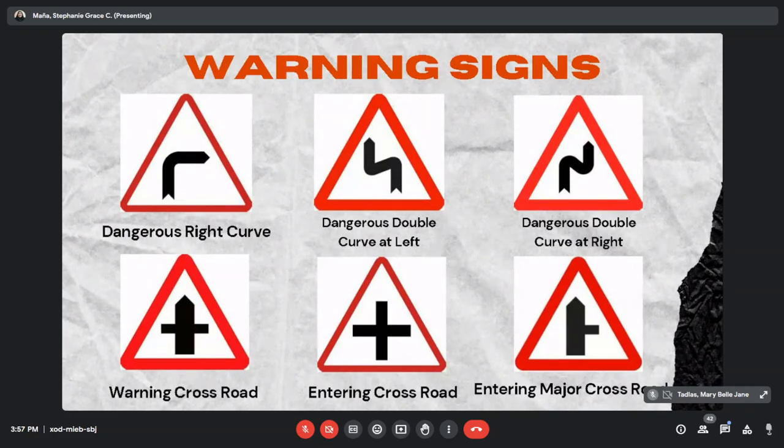Dangerous right curve indicates that there is a dangerous bend to the right or left of the road ahead. Then dangerous double curve at left, dangerous double curve at right indicates na meron namang double bend from the right or left of the road. Then warning crossroad, entering major crossroad indicates na another road crosses the main highway ahead. So sa entering major crossroad, mag-a-approach na yung driver sa road na intersection na merong major road. So ang nasa major road na vehicles, yun yung may priority sa road. So next.